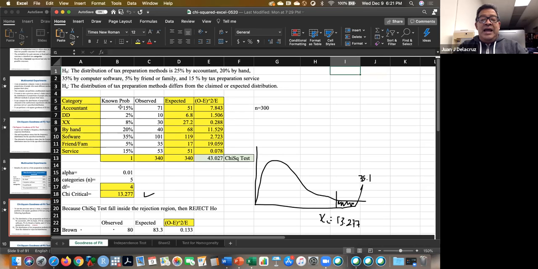So remember, this is the expected value, the expected probability. If I go out and ask a person, what is the probability that this person is using an accountant as the means for tax preparation? There is a 15% probability. Given the sample of 340, I should have 51 people that match this probability. But when I do my survey, I find out that there are 71.